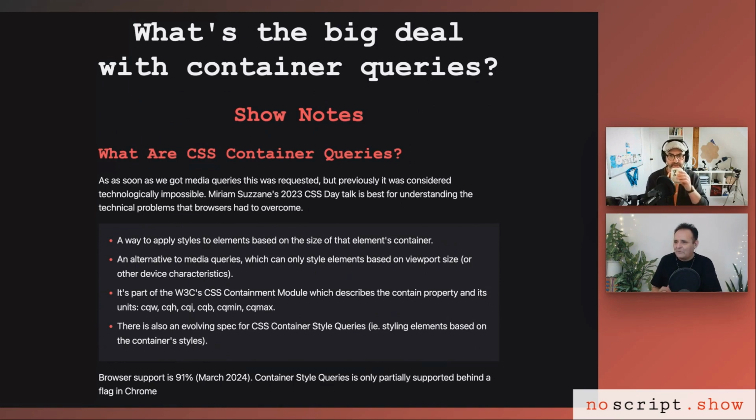And she goes into the history about really since we got media queries and we started to go responsive, people were instantly asking for a way to be able to change the styles based on the container. And it was considered impossible. It would create loops within loops. And then she goes through the history of how that breakthrough came.